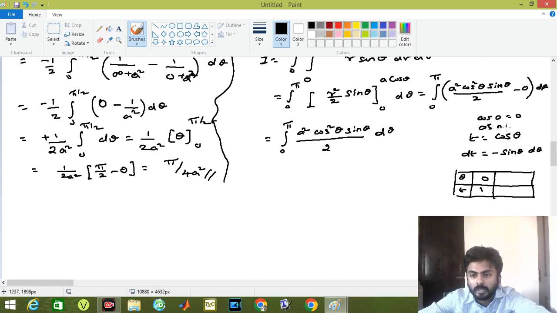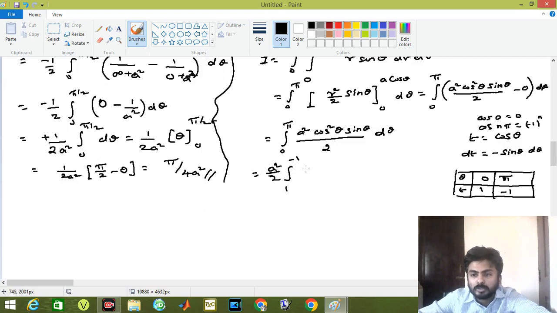So when n equal to 1 you will get cos pi, which means minus 1. So when theta equal to pi, you will get minus 1. Here, instead of 0 you will put 1, and instead of pi you put minus 1. This a square by 2 will come outside.